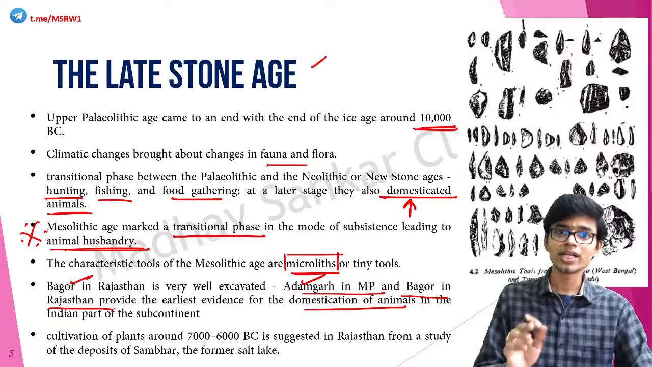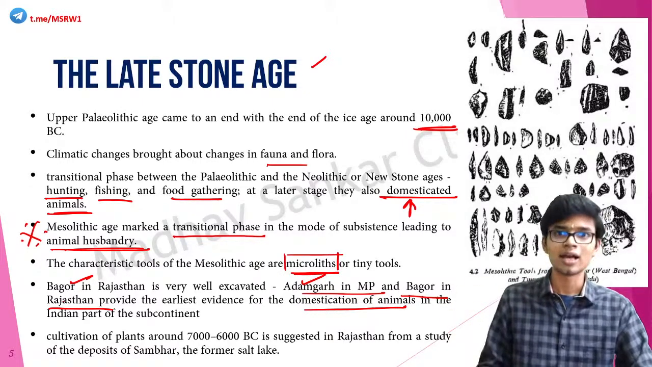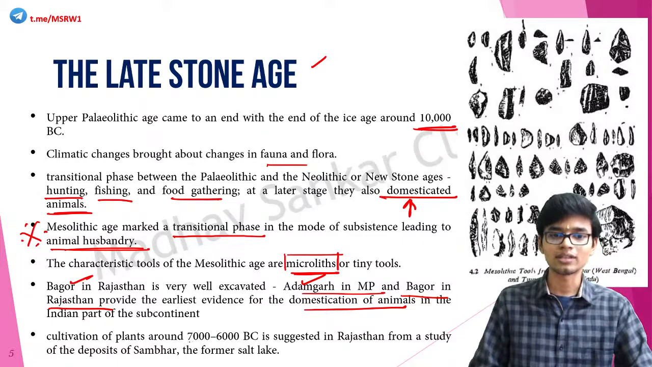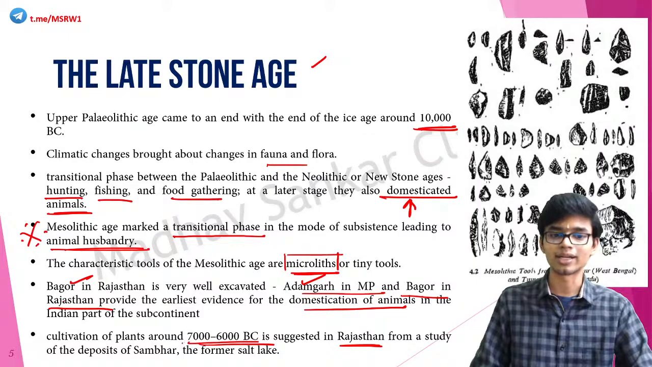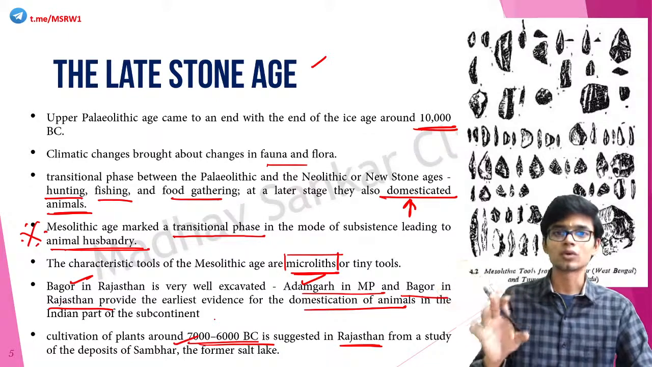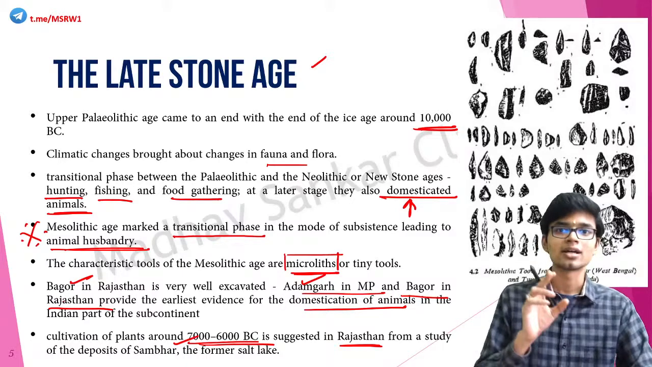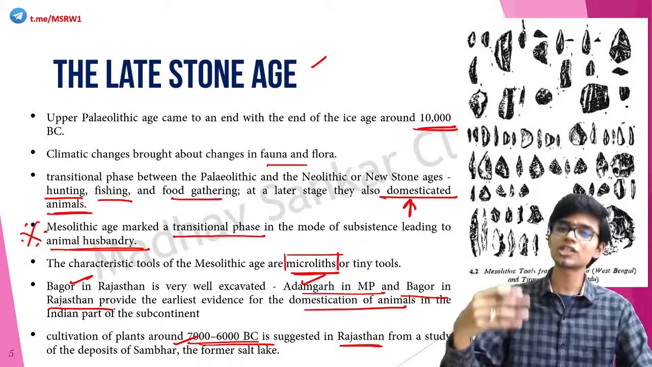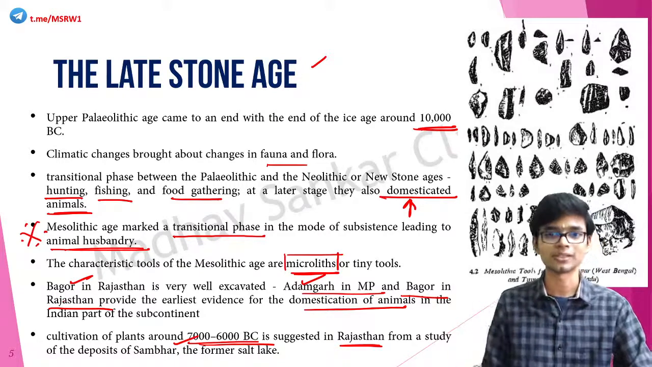Clear? So historians and archaeologists, after their studies, came to the conclusion that cultivation of plants started around 7,000 to 6,000 BC in the Rajasthan area, close to the Sambar lake, a former saltwater lake. So close to the Sambar lake, there are evidences which show that agriculture, or cultivation of plants, started sometime between 6,000 and 7,000 BC.